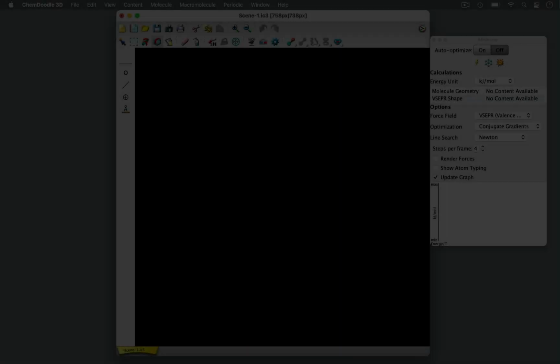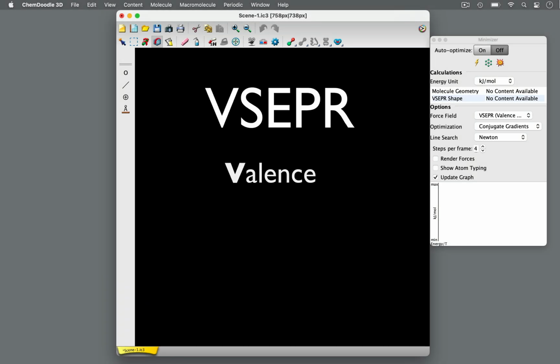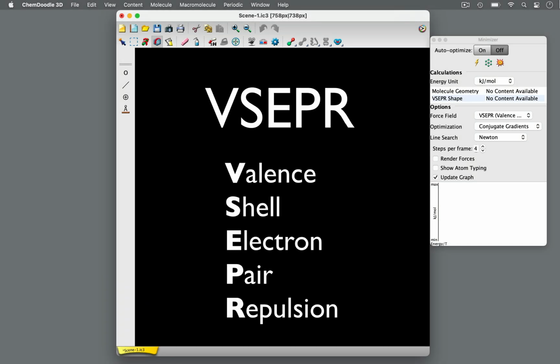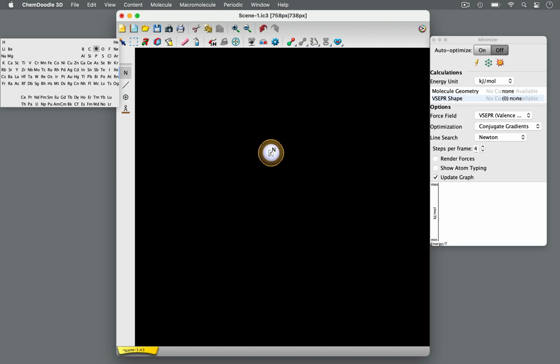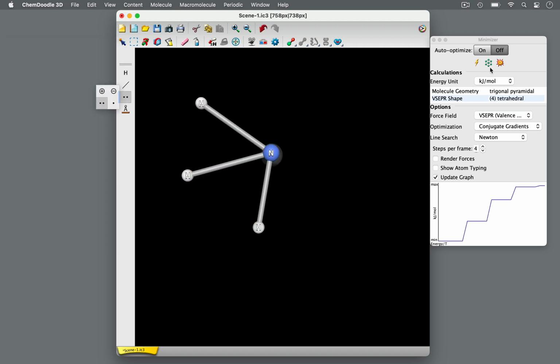Let's learn about VSEPR theory. VSEPR stands for valence shell electron pair repulsion. It's a model used to predict the geometry of molecules based on the number of electron pairs surrounding a central atom.